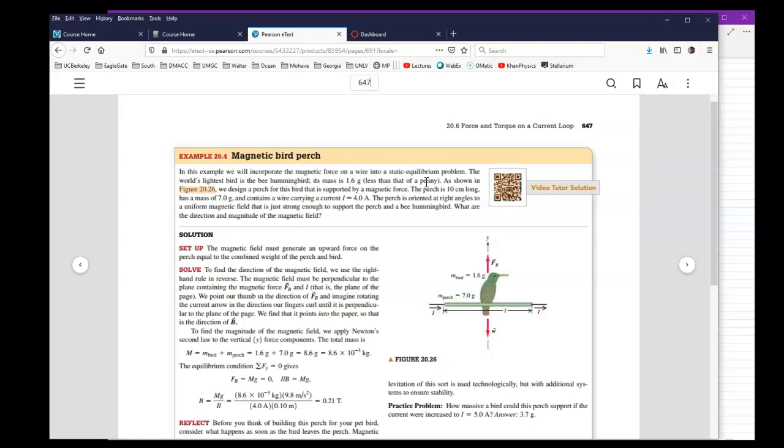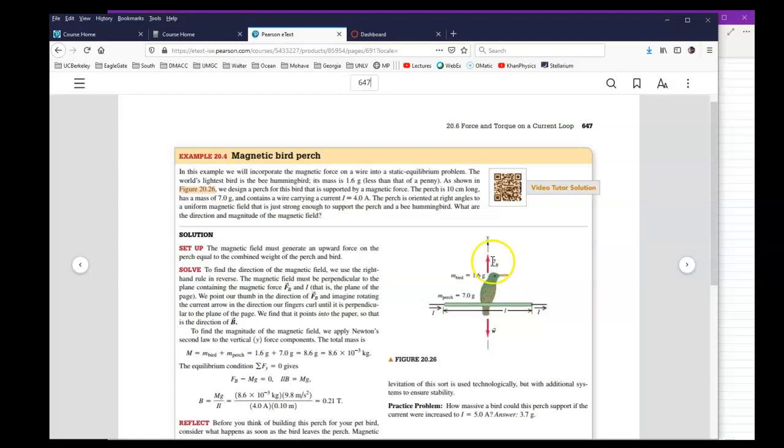As shown in the figure, there it is right here. We design a perch for this bird that is supported by a magnetic force. Okay, so imagine that this perch is basically a wire, and then you have a current going through it. Do you see those current guys? Okay, and then of course the bird is standing on it, and the bird has a weight, so it's going to be pushing on it with W. That's the weight of the bird, right? And remember, the bird has a mass of 1.6 gram, so it has a weight, right? And then because of the wire here, and we have some external magnetic field, it will cause a magnetic force to be moving up.